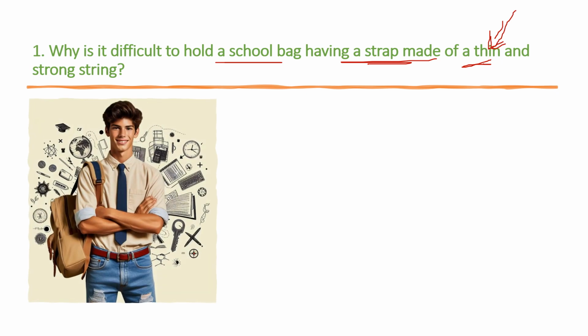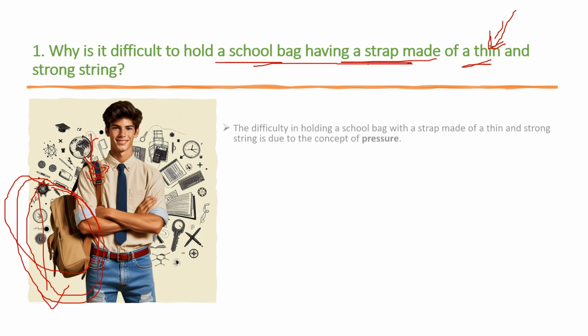You can imagine, right? This is the strap. This one is wider, right? Imagine it is very thin, to carry the mass, or the weight, or the downward pull of this bag. Why is it difficult to hold a school bag when that strap is so thin? Let's understand that part.